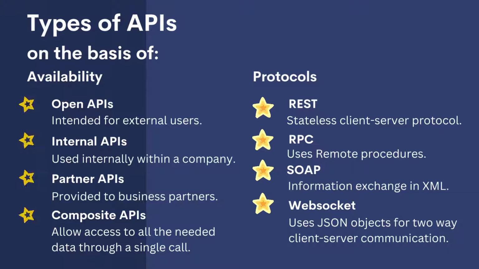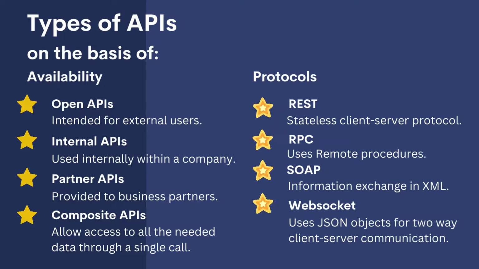Next one is partner APIs. Partner APIs are similar to internal APIs, but in this case, there are business partners as well. For example, if a company has some business partners, the business partners can also access that API. The last one is composite APIs. Usually, we make multiple API calls to fetch the data we need. With composite APIs, we can get all the data we need through a single call.